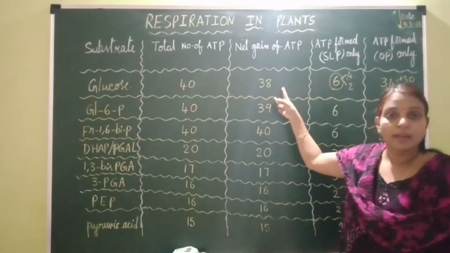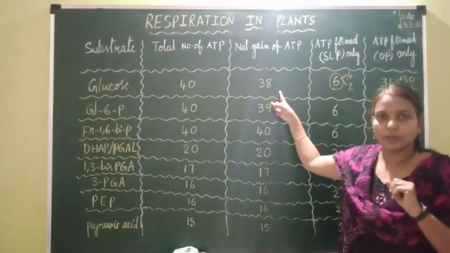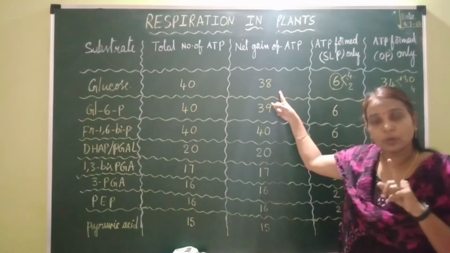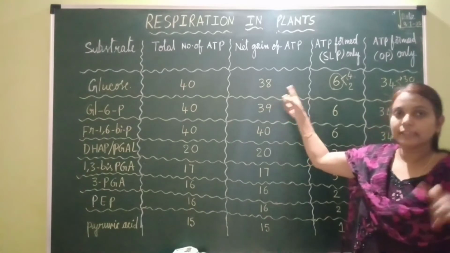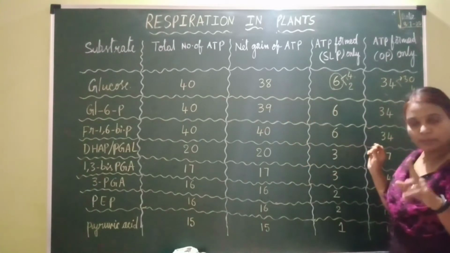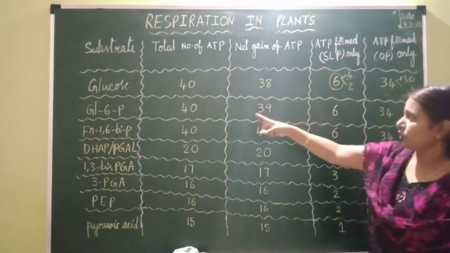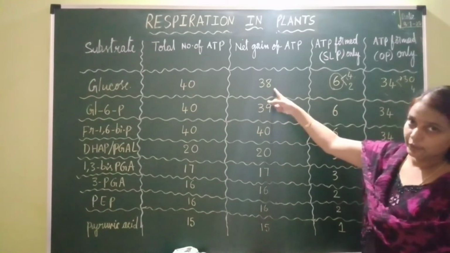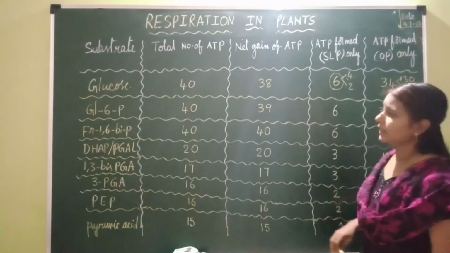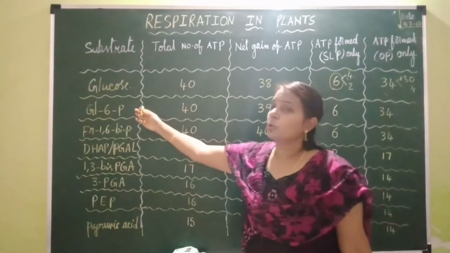Why 38? Because 2 ATPs are consumed during glycolysis, that too in the first step of glycolysis and third step of glycolysis. In the first step 1 ATP is consumed, in the third step 1 ATP is consumed. So 40 minus 2 is 38 net gain of ATP. So in the same way, different types of substrates, glucose 6-phosphate.